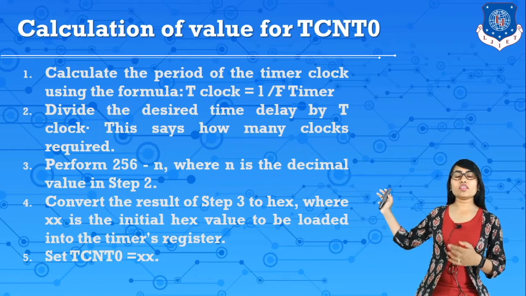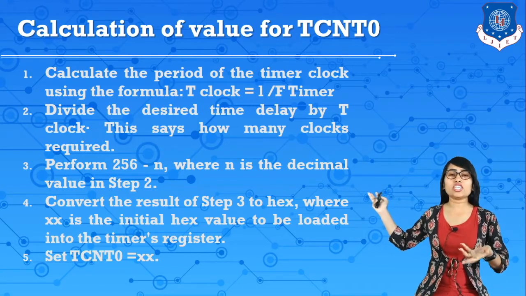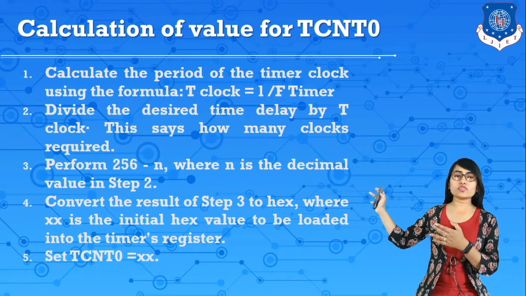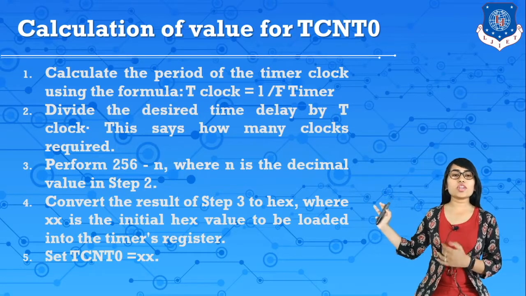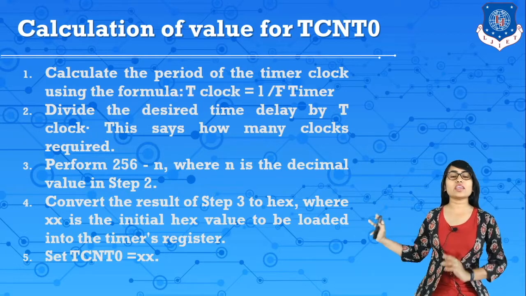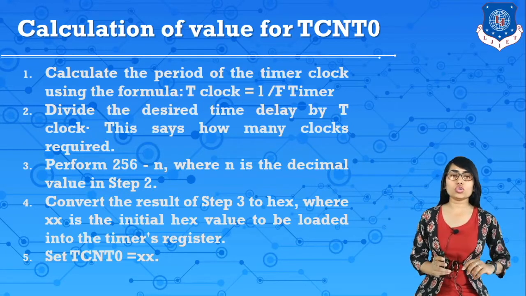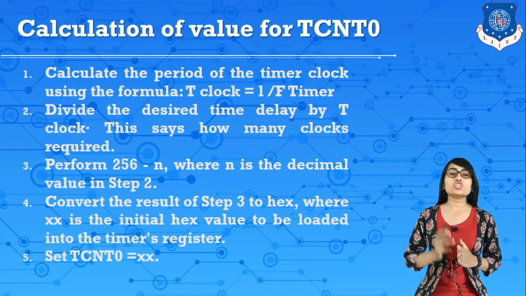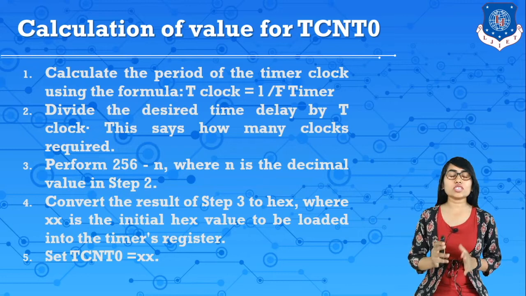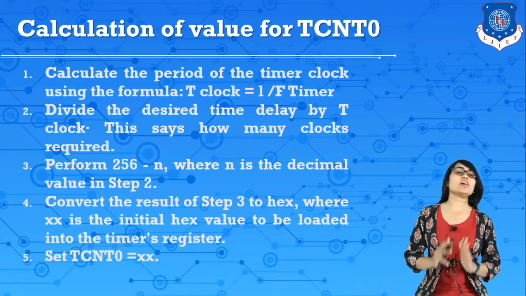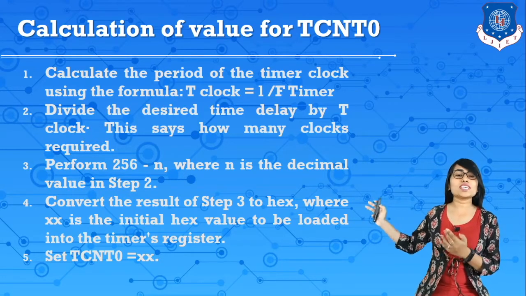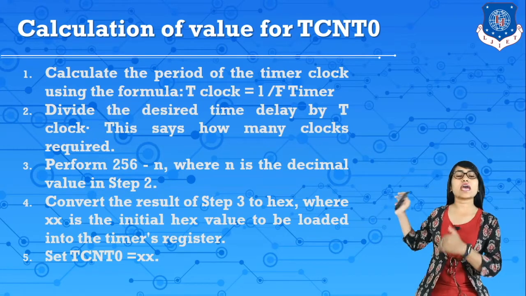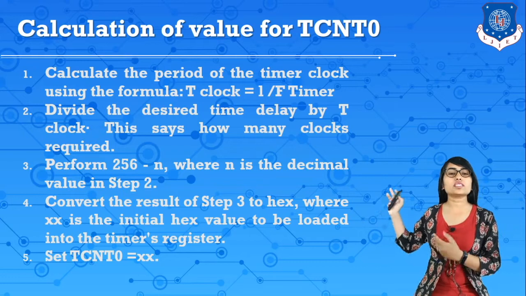So here we have a number, either an integer value or a fractional value. Use this value and perform the subtraction 256 minus n. Here 256 is used as TCNT0 is 8-bit, so 2 raised to 8 means we have a total of 256 values. So perform 256 minus n, where n is the decimal value from step 2.